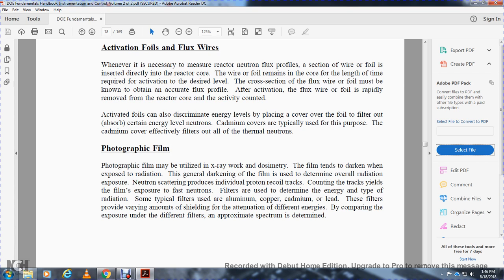Some of the typical filters use aluminum, copper, magnesium, and lead. These filters provide various amounts of attenuation at different energies, and by comparing the exposure under the different filters, an approximate spectrum is determined.